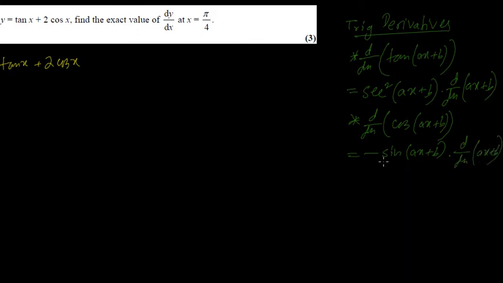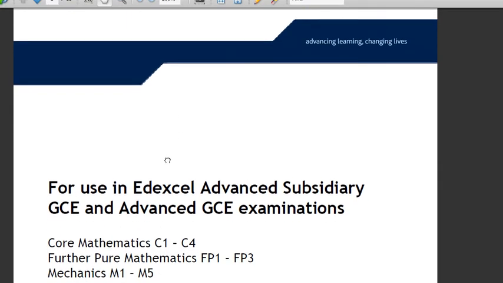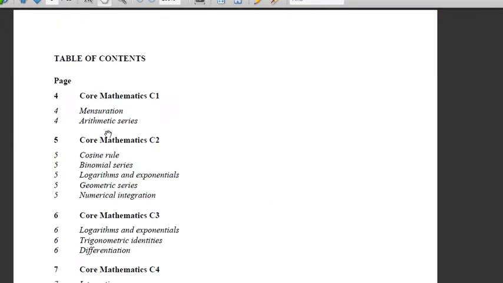Now there is a question all the time: what formula will be given in the formula booklet? There will be a formula booklet given to you in the exam hall. So let's take a look at the formula booklet. This will be given in every exam, and the formula booklet covers C1 to C4, FP1 to FP3, M1 to M5, S1 to S4, but really you don't have that much of a formula. Let's go to the menu. This is the main page, table of contents. So C1, C2, C3, C4. In C3 we have logarithms and exponentials, trigonometric identities and differentiation, and for C4 we have only integration.